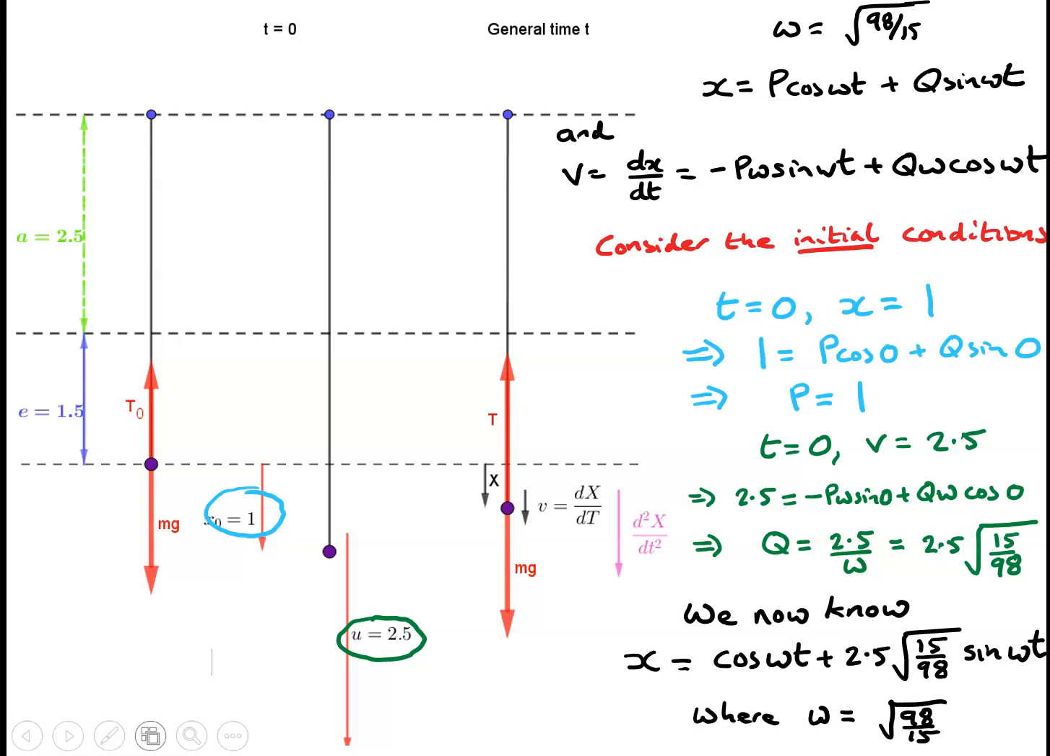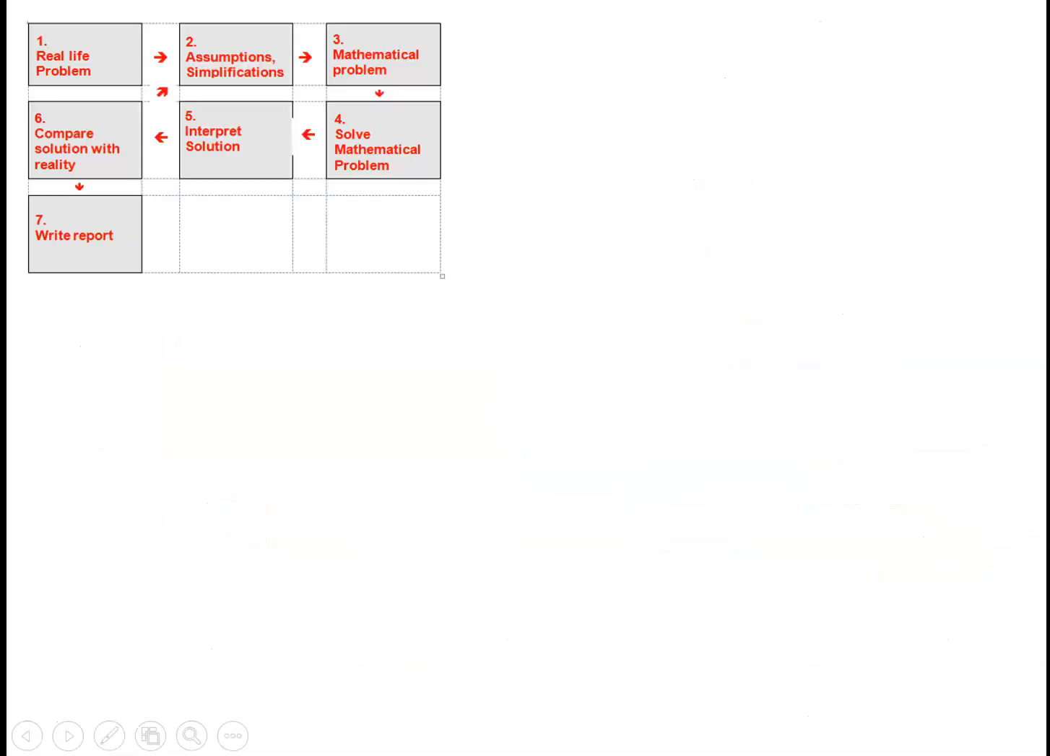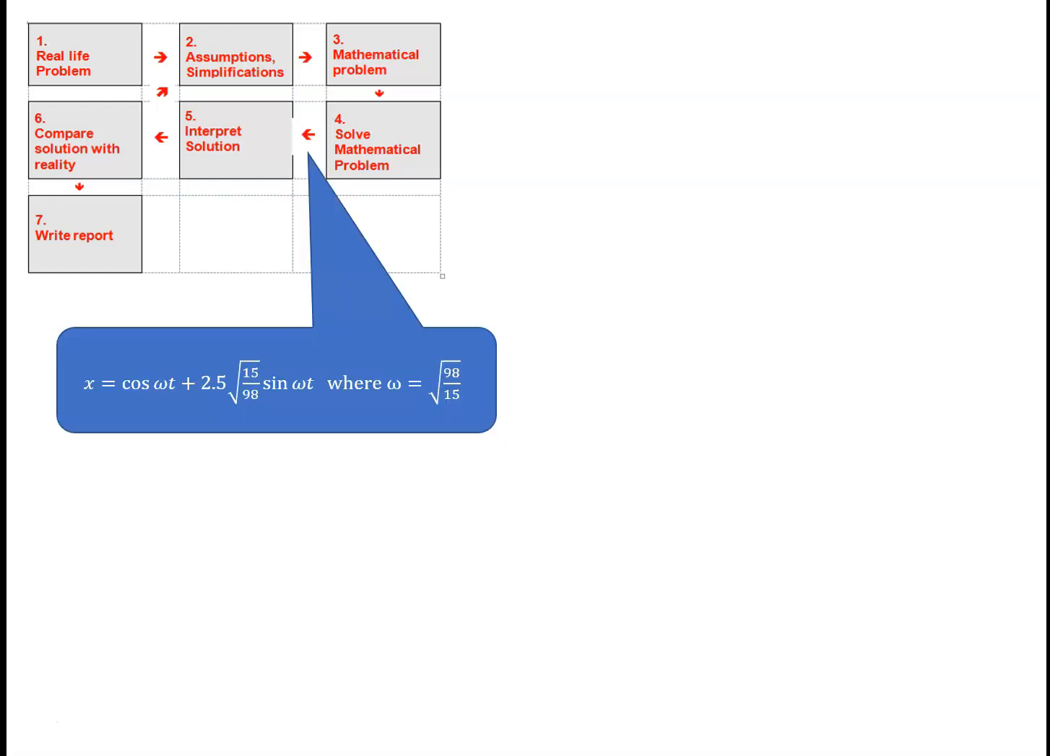So we've now got our solution: x equals cos omega t plus 2.5 times the square root of 15 over 98 sine omega t, where omega is the square root of 98 over 15. If we return to our modelling cycle, we've now obtained the solution to the mathematical problem, and we need to think about interpreting the solution. We know that this solution is x equals cos omega t plus 2.5 times the root of 15 over 98, lots of sine omega t.